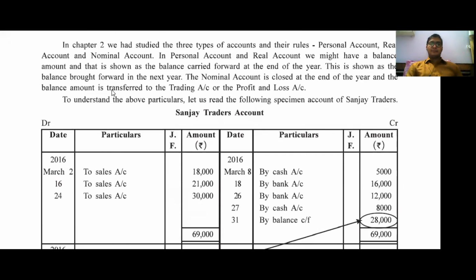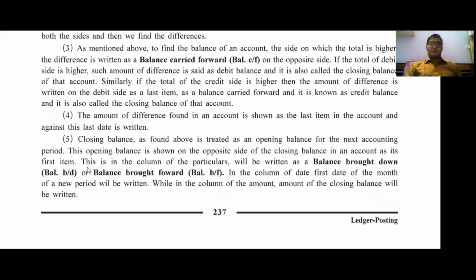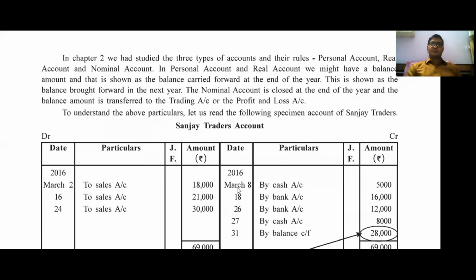It is a very simple topic which is called balancing. In balancing, there can be a debit balance as well as a credit balance. If there is a debit balance, we have to write to balance carried down or carry forward, or on the credit side, if there is a balance, we have to write by balance carried down or carry forward.